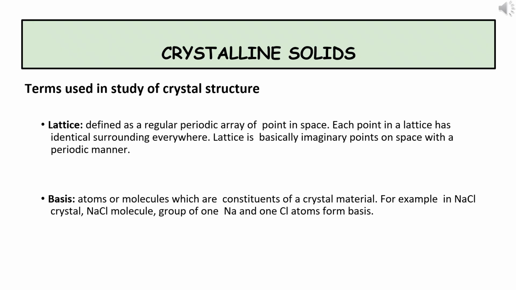Now, let us go ahead with crystalline solids. There are a few terms that are used to define a crystalline structure or crystal structure. Lattice: a lattice is defined as a regular periodic array of points in space. Each point in a lattice has identical surroundings everywhere. A lattice is basically imaginary points in space arranged in a periodic manner, that is, in a sequential order.